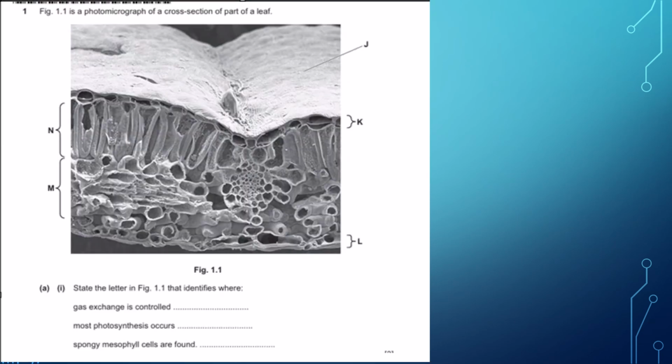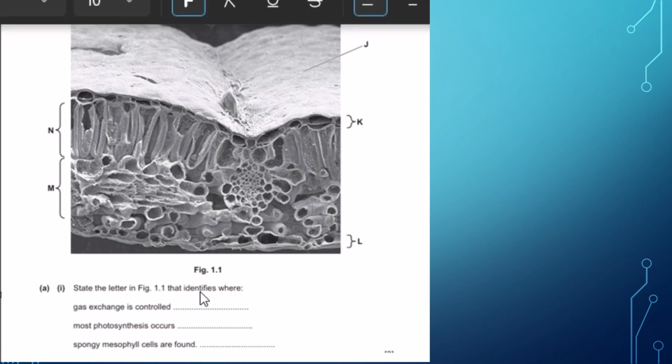This is from 41 from this year, the extended one. And here we look at a picture of a leaf. We don't have just a drawing anymore, but we are looking at a picture of the leaf, and we have to identify parts of the leaf. This again looks a lot like image 6.12 in your book. So they ask us to identify where gas exchange is controlled, where most photosynthesis occurs, and where the spongy mesophyll is found. So gas exchange is controlled in L.